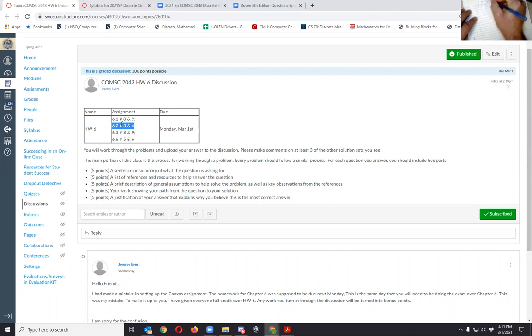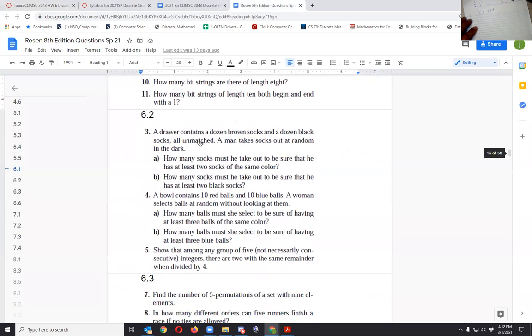6.2, 3, and 4. It says a drawer contains a dozen brown socks, so 12 brown, and 12 black. Unmatched. A man takes socks out at random in the dark. That's sexist. How many socks must he take out to be sure that he has at least 2 socks of the same color? Okay. See, that's an interesting question.